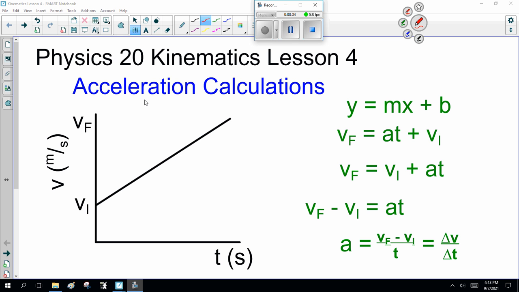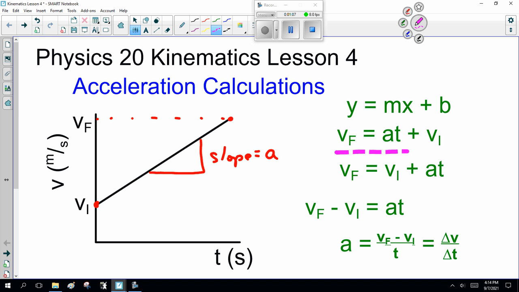Now, first things first, here's a velocity versus time graph. You start at v initial, you end up at v final. That is a straight line, y equals mx plus b, math 10C. Your y, or your final value, is your v final. Your slope is a, acceleration. Your x is time, and v initial is your b value. That is written on your formula sheet: v final equals v initial plus at.